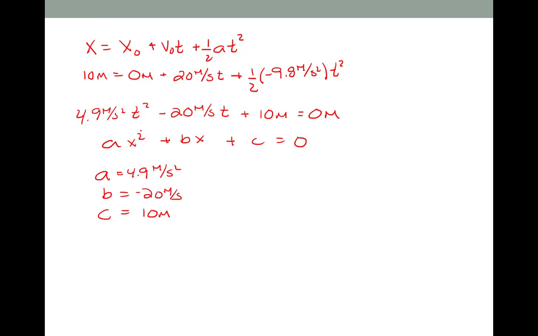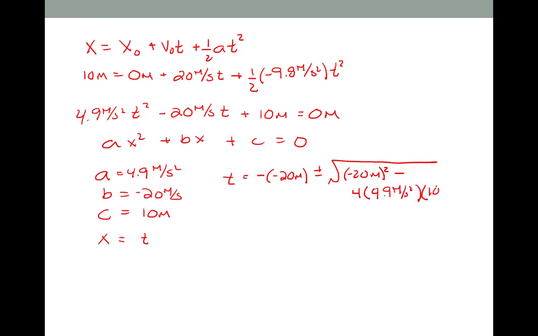And the thing that is taking the place of the variable x is t. So with that, I can plug into the quadratic formula. Remember, t is going to equal negative b, so that's a negative 20 meters, plus or minus the square root of negative 20 meters squared, minus, I'm going to run out of room on the top line, so I'm going to move down below, 4 times our acceleration, which is 4.9 meters per second squared, times c, which is 10 meters. All that is under the square root, and all of this has to be divided by 2 times 4.9 meters per second squared.